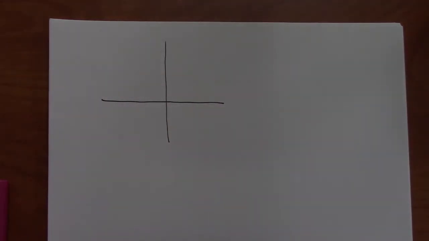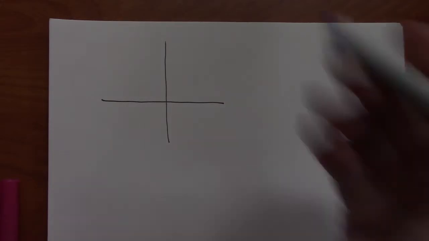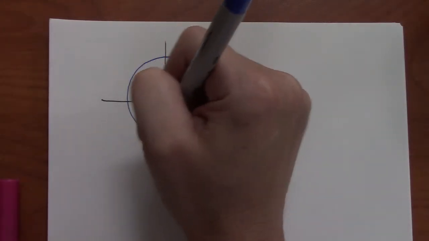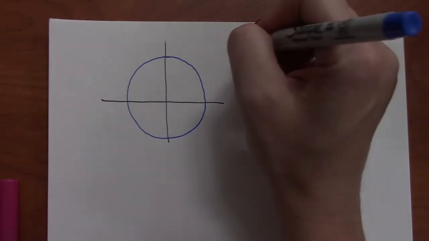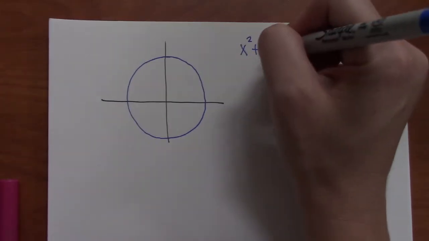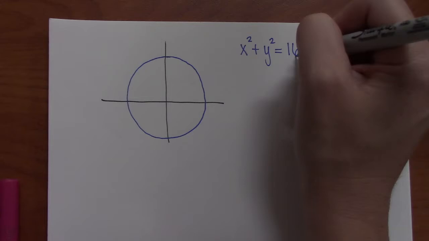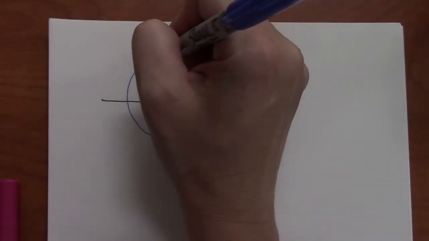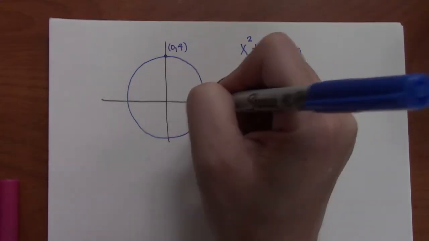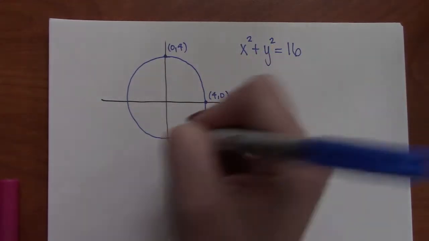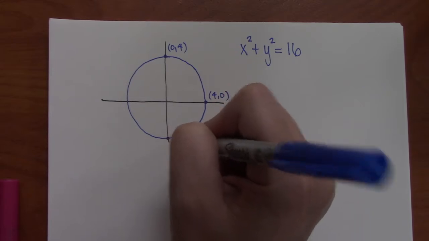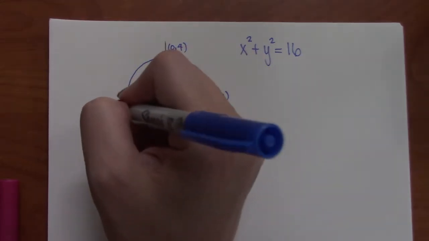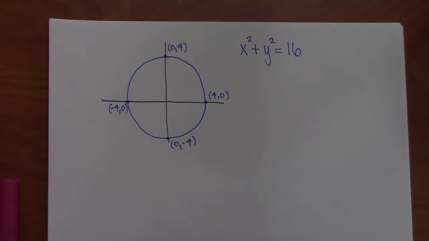I'm only going to provide the graph here because it really helps reinforce the math that we're doing. So if I give you the equation of a circle, and this would be an implicit function, we have a circle with a radius of 4 centered at 0, 0. So looking at this circle, I know this is (0, 4), this is (4, 0), this is (0, -4), and this is (-4, 0).